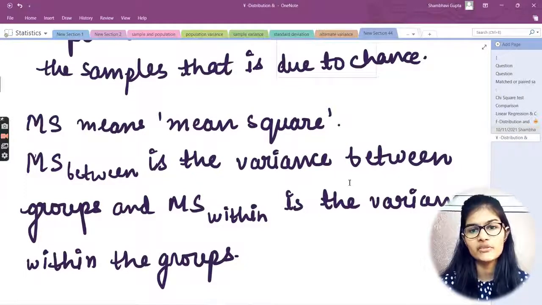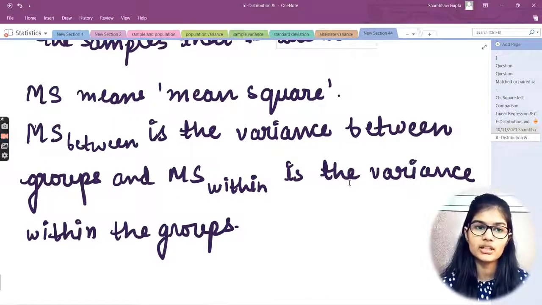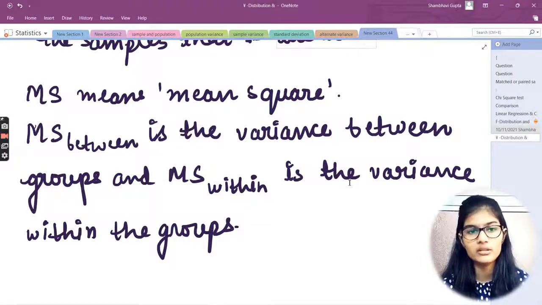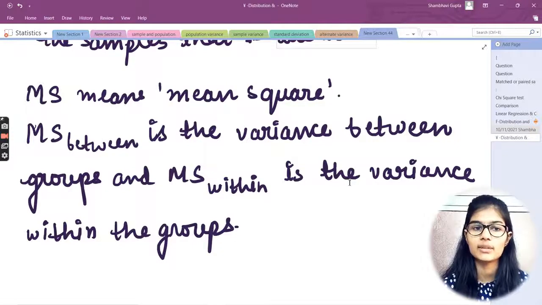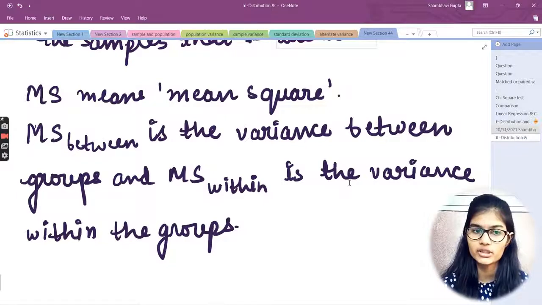So MS between is the variance between groups, and MS within is the variance within the groups. Right? I hope I am very clear with the definitions of both of these: what these SS and MS are, and how to categorize them between and within. What is the meaning of sum of squares? What is the mean of squares? I hope all of these things are very clear to you.